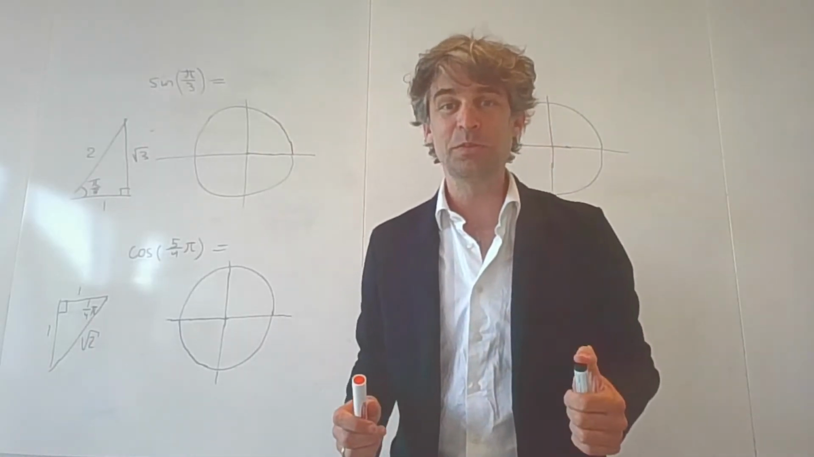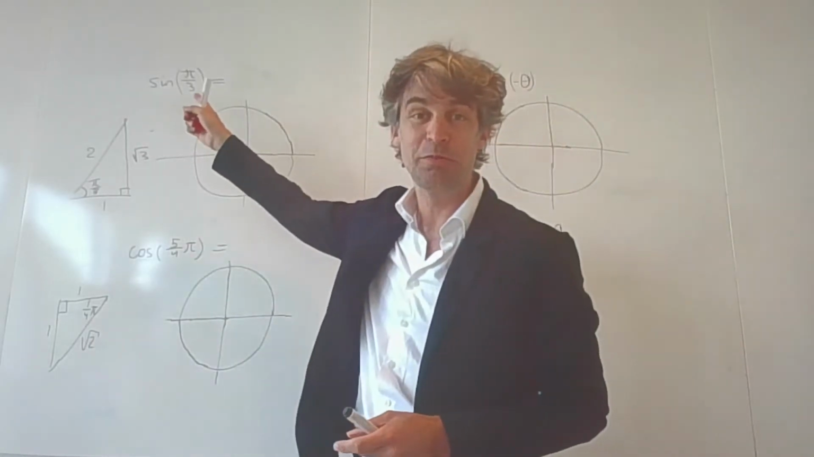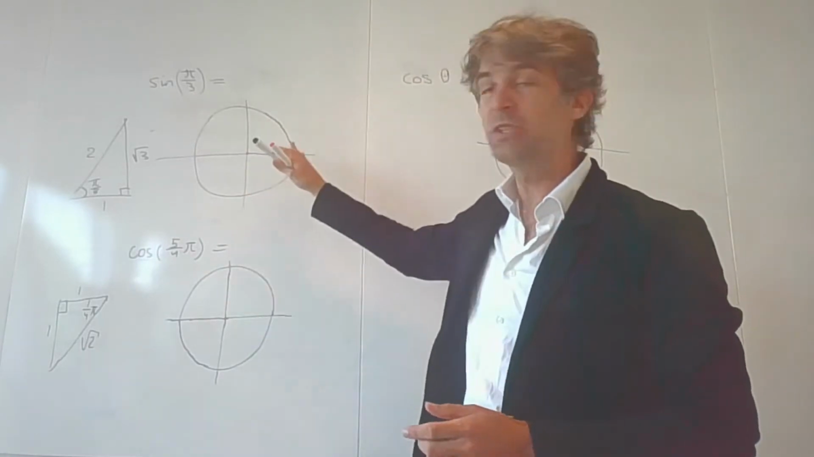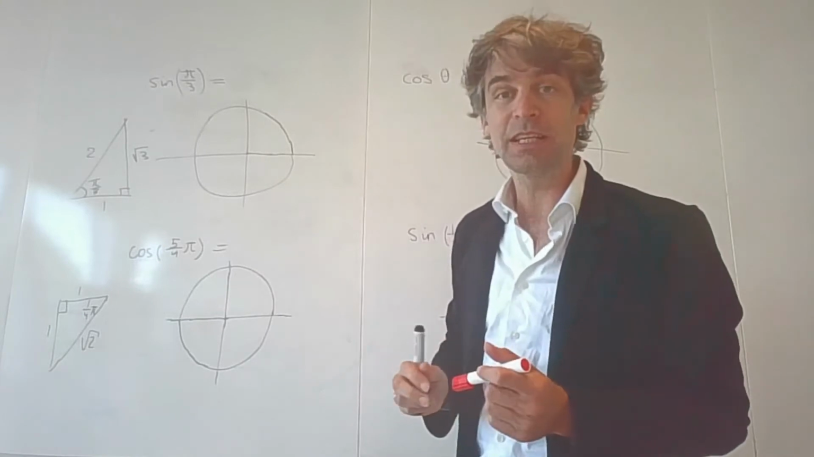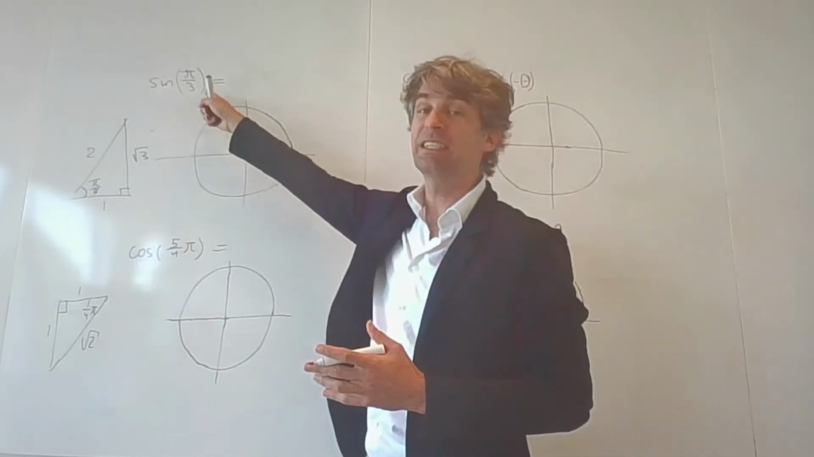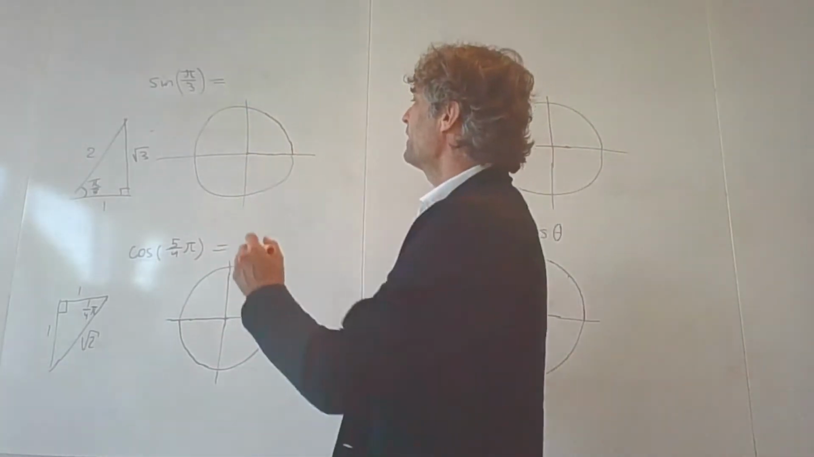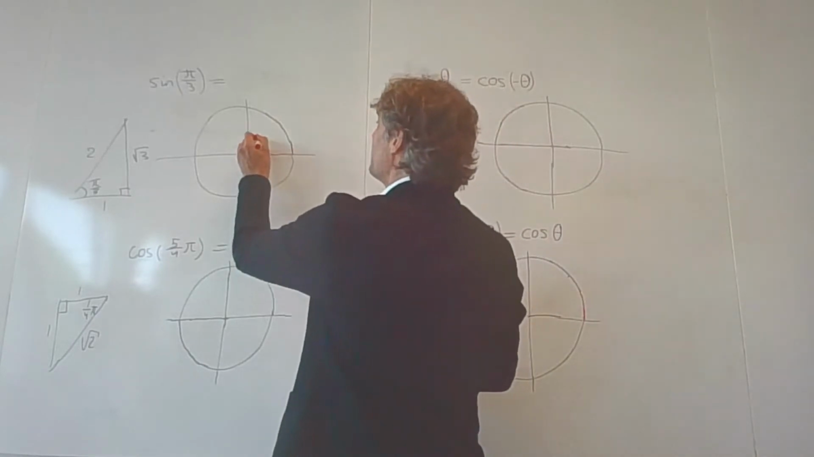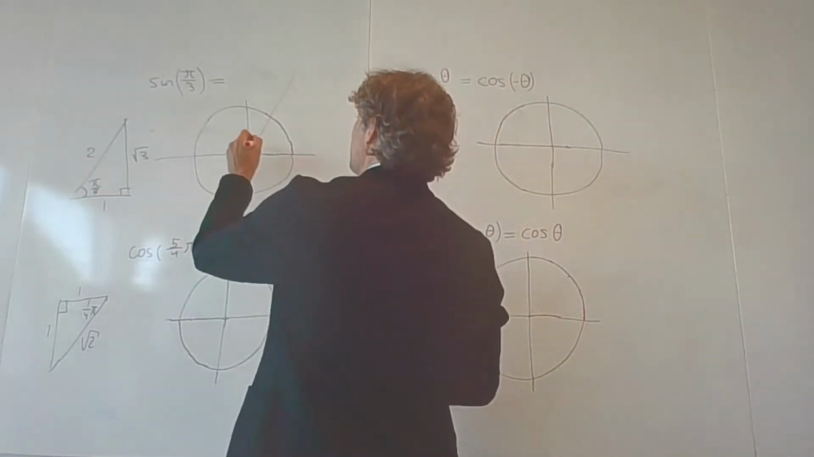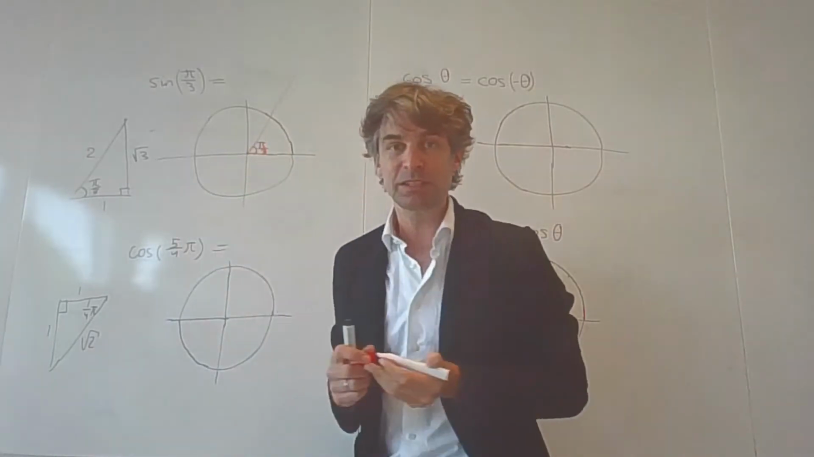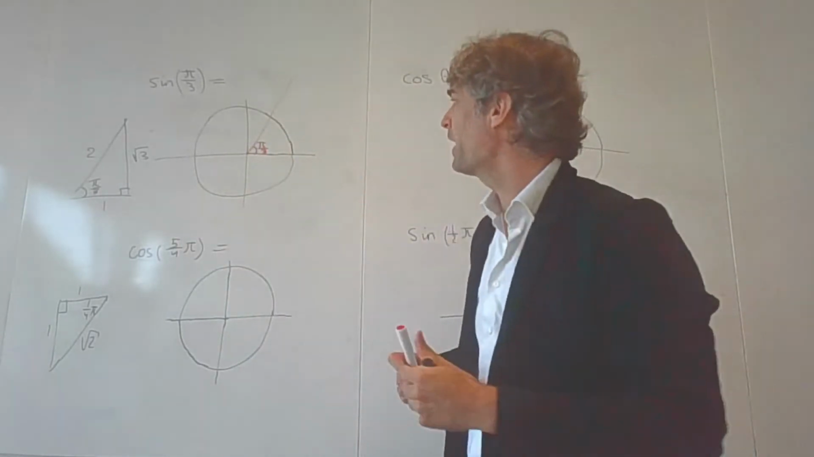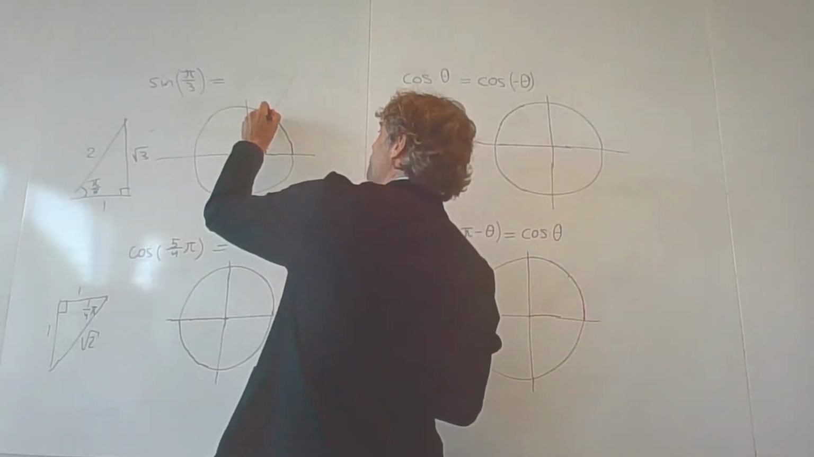Okay, so let's go for it. Let's compute the sine of pi over 3 using our special triangles and the unit circle. The first thing I'll do is sketch this angle as a radius in my unit circle. So it should be more or less over here. And here's my angle pi over 3. Now let's try and squeeze that special triangle in here. It's going to be a bit small, I'm sorry.